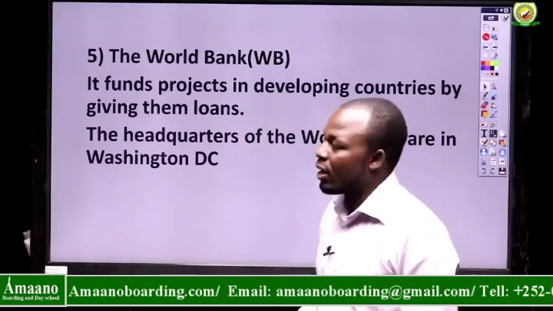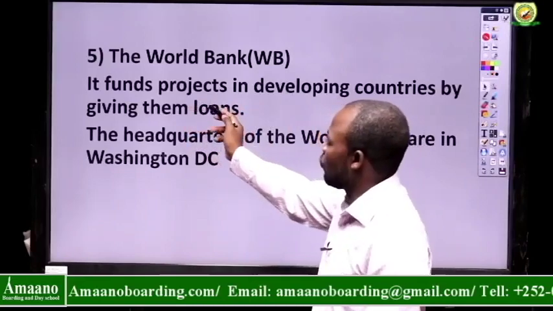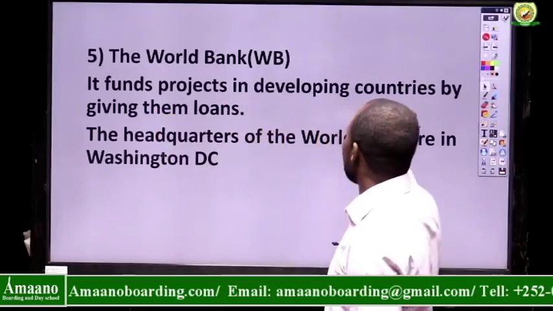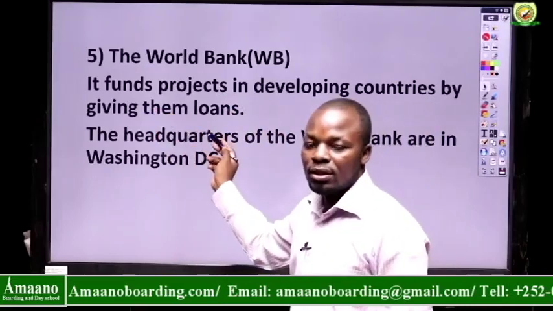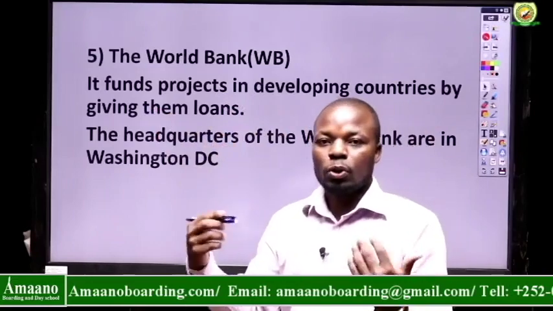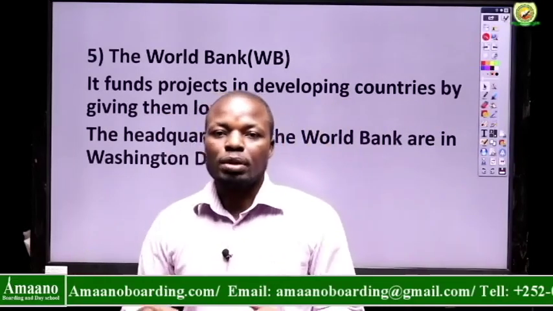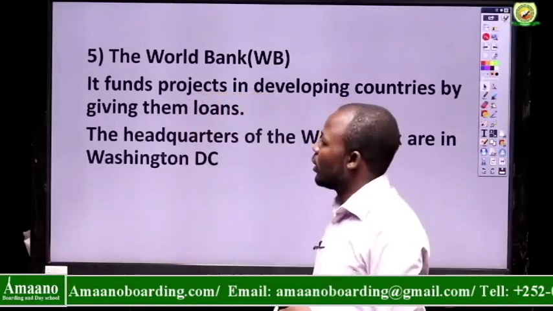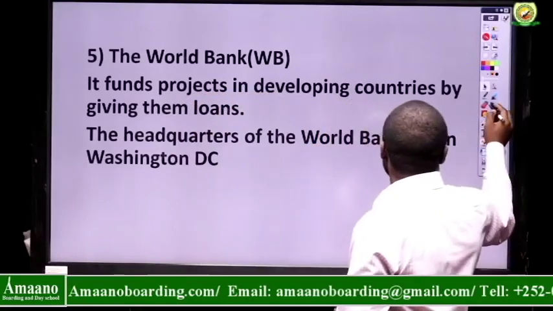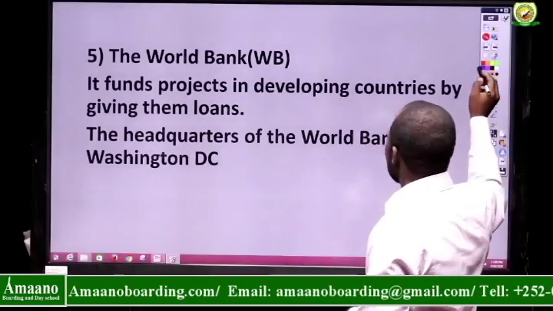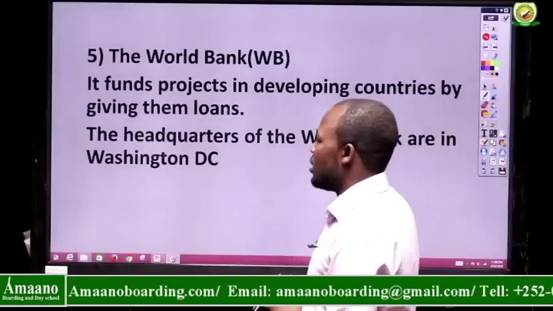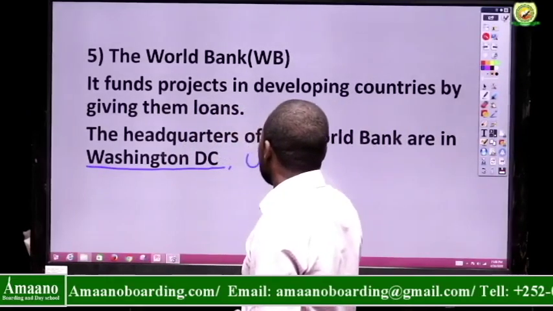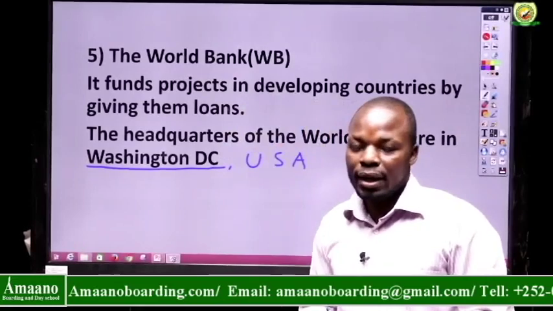And therefore here, it funds projects. To fund means that it gives money for projects in developing countries by giving them loans. They give some money you use for your project, maybe to build roads or to build schools. Then when you start getting money, you'll have to pay them back. That's a loan. The headquarters of the World Bank, where is it? The headquarters of the World Bank are in Washington, D.C. Washington, D.C. is the capital of the USA. So it is in Washington, D.C., USA.